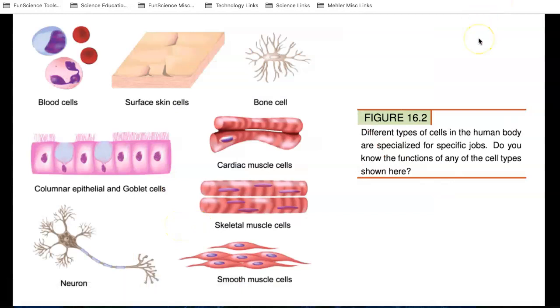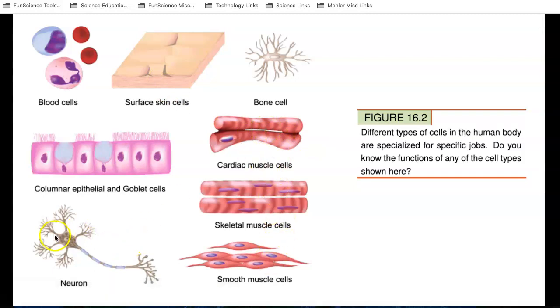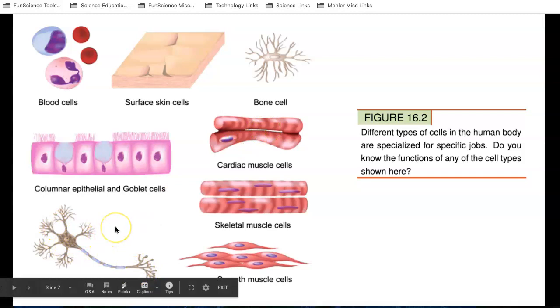Different types of cells in the body are specialized for specific jobs. So let's take a look. Red blood cells like this carry oxygen. That's their main purpose. Bone cells like this, their main function is to support and help things stand up. Surface skin cells regulate things going in and out of the body. Muscle cells, we know their only job is to contract, and we'll talk more about them. And right here we have a neuron, the nerve cell, and the nerve cell's main function is to carry electricity.